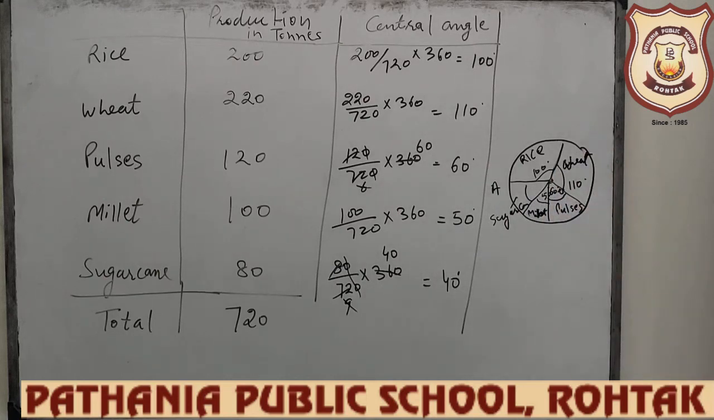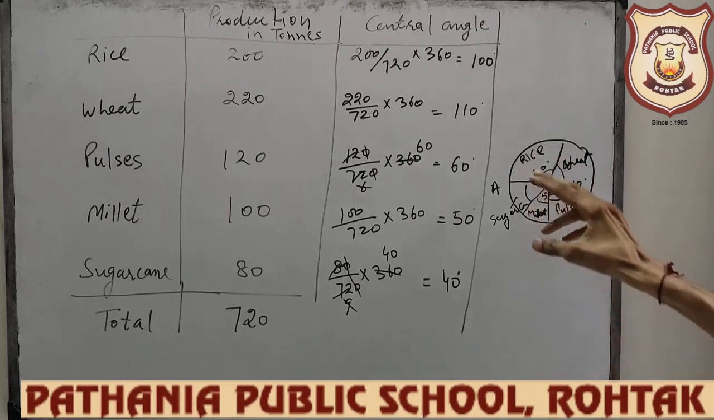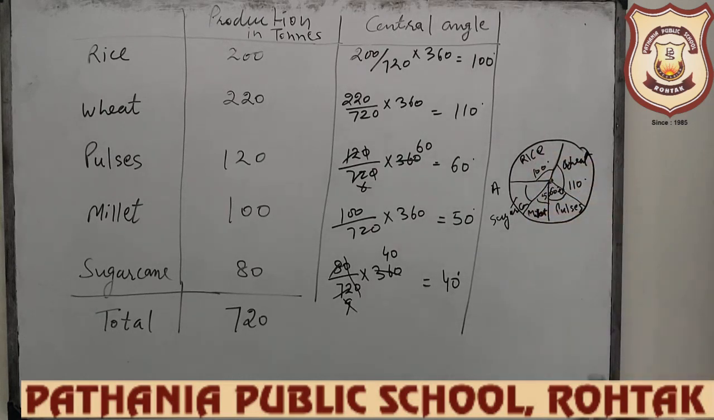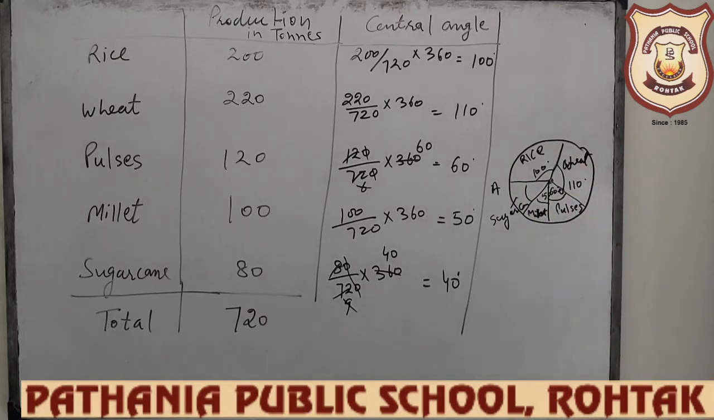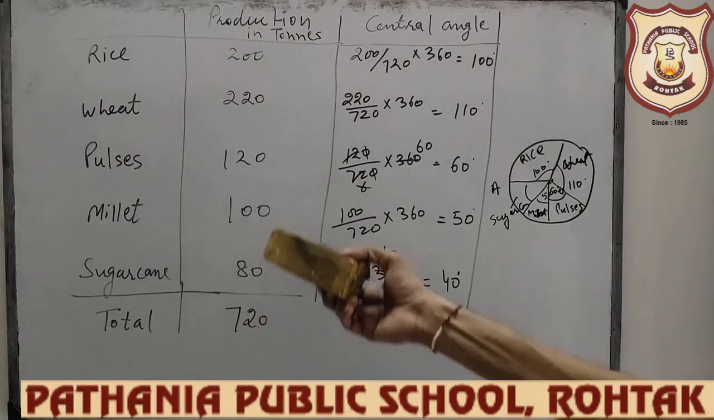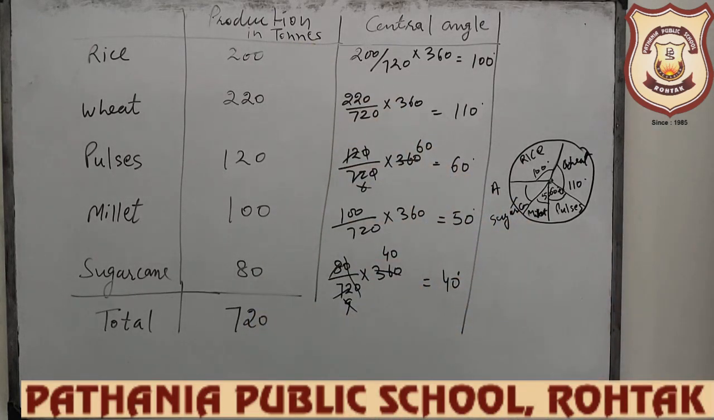You can write this also, or you can draw different designs by using a pencil, or you can color all the sectors with different colors. So this is the pie chart of this. Now I hope all of you can understand very well how I should draw the pie chart when the total of the given values is not 100.